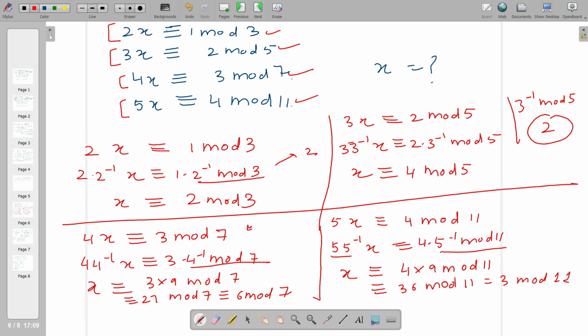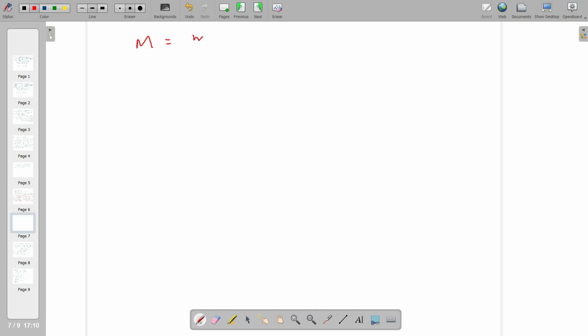So we have all the variables. This is a1, this is m1, this is a2, this is m2, this is a3, this is m3, and this is a4, this is m4. So we can calculate capital M. Capital M is m1, m2, m3 and m4, which is equal to 3 into 5 into 7 into 11, and comes out to be 1155.